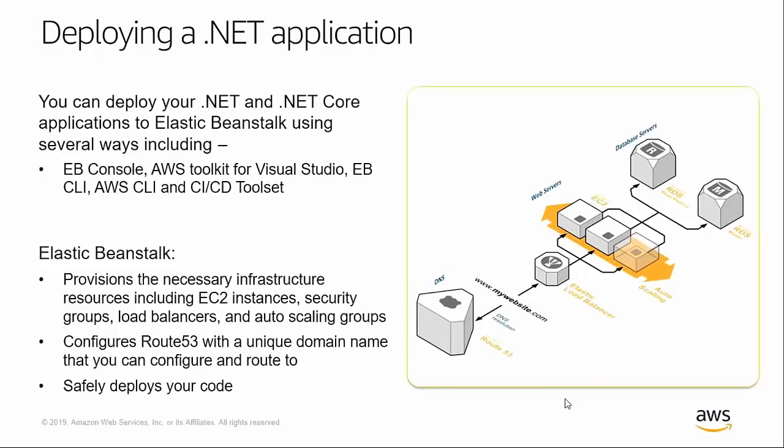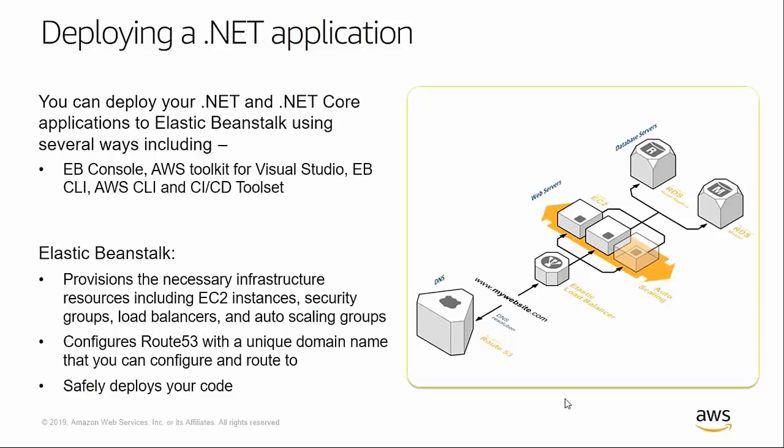To deploy a .NET Core application to Elastic Beanstalk, you can do it in one of many ways. You could use the Elastic Beanstalk console, which we'll walk through an example of. You can use the Elastic Beanstalk CLI or the AWS CLI, or you can use the AWS Toolkit for Visual Studio. There's a plugin that allows you to go directly from Visual Studio to a deployment directly into Elastic Beanstalk. Recently, we just announced a preview where you can do that same deployment model in VS Code.